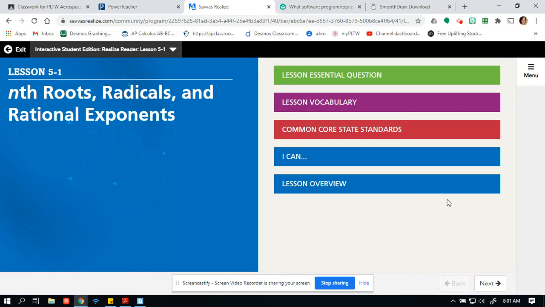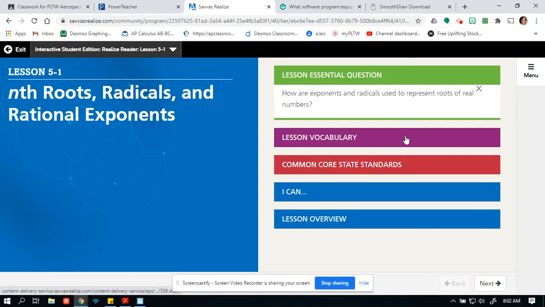We're going to be jumping into rational exponents and radical functions. Here we're going to see how radicals are related to rational exponents, what the relationships are between a relation and its inverse, and things like that. All right, we're going to start with lesson 5-1, topic 5 lesson 1, and we're going to look at nth roots, radicals, and rational exponents in this one.